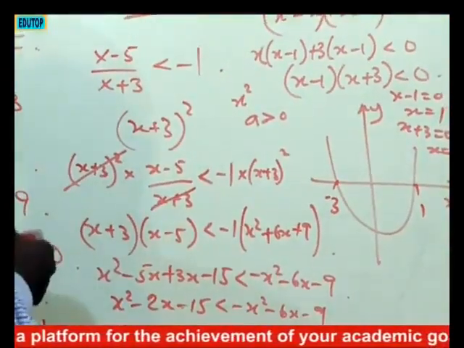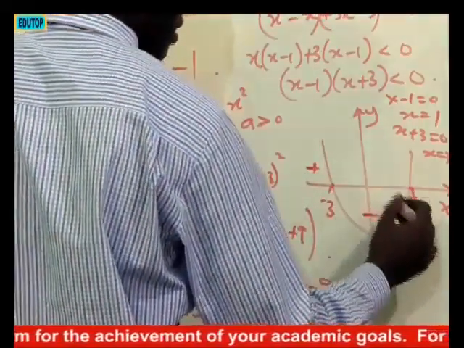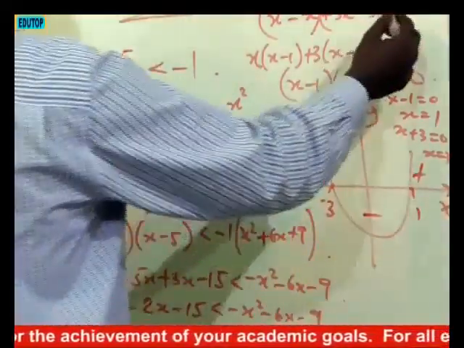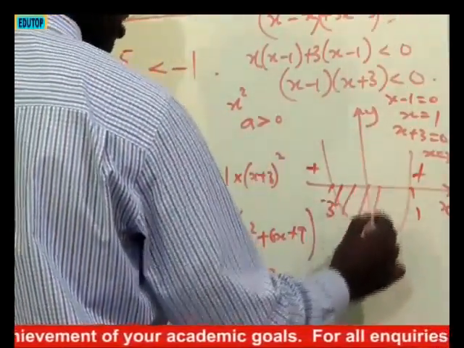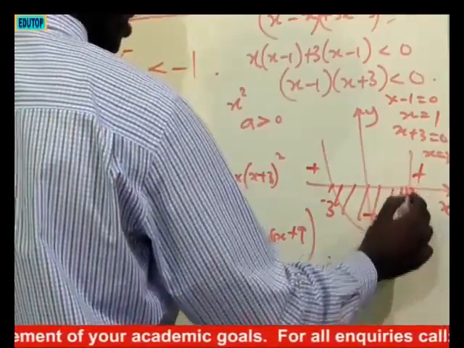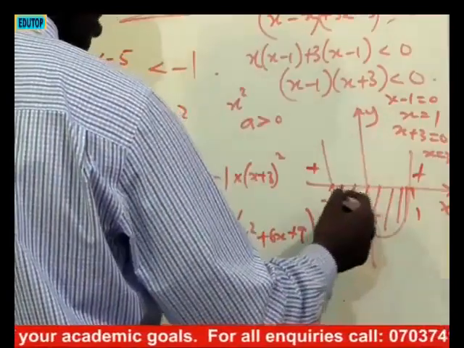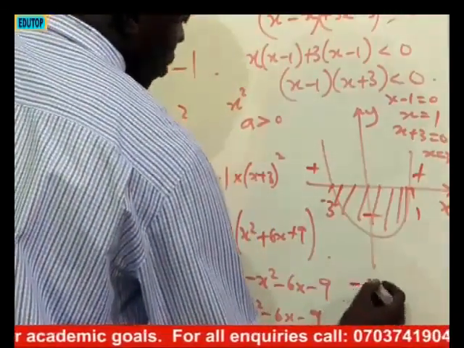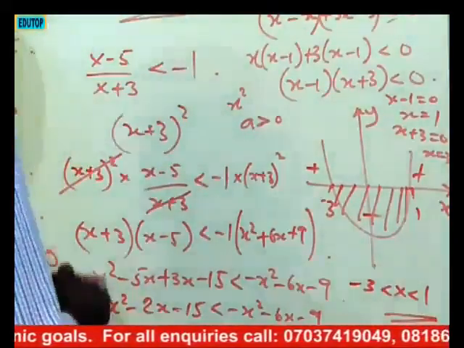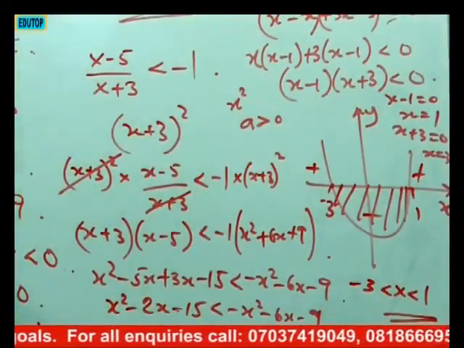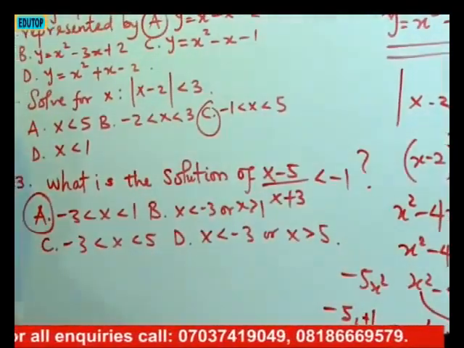Now, what are we talking about? Is it positive or negative? This is a positive region, this is a negative region, this is a positive region. The inequality is less than 0, so the graph is negative. Automatically, we shade the negative region. So we shade this region. And since the value of x lies between the two critical values, then we can say minus 3 is less than x is less than 1. So we go to our options and see the one that matches this. Minus 3 less than x less than 1 is option A, and that is the answer.